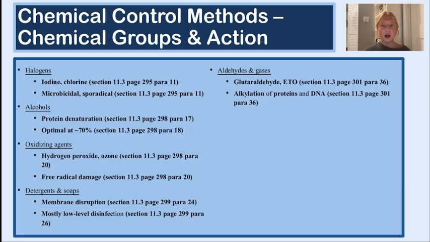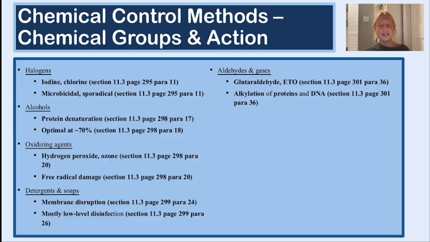And then we have oxidizing agents. So these include hydrogen peroxide and ozone. And these generate highly reactive free radicals that can damage proteins, membranes, and nucleic acids. So this makes them very effective against a broad range of organisms. And then we have detergents and soaps. So these primarily disrupt cell membranes and remove microbes mechanically, but these are mostly limited to low-level disinfection.